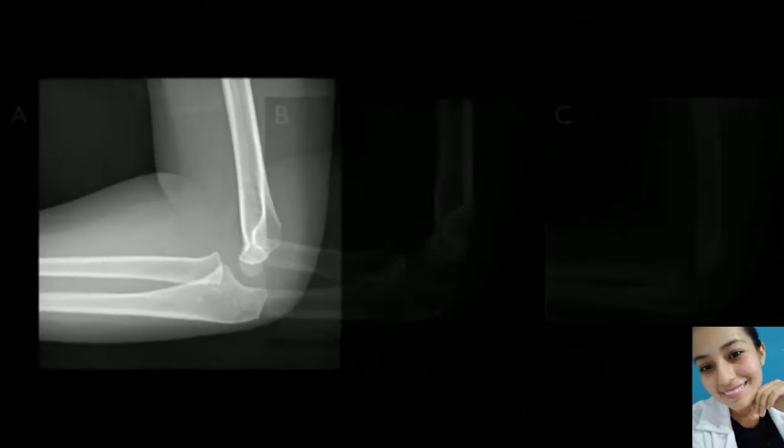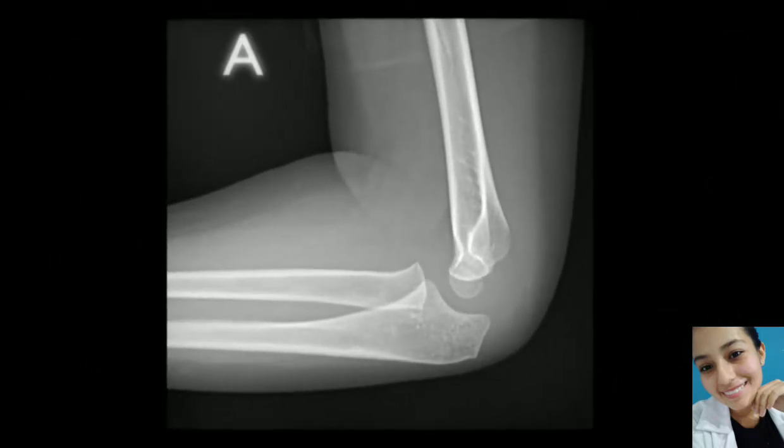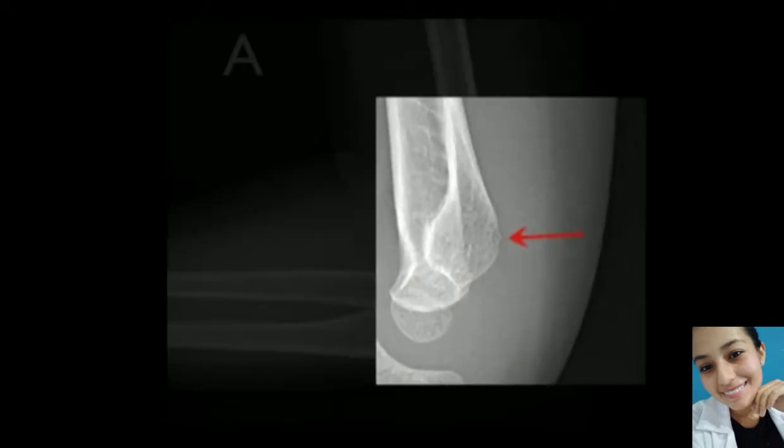In case A, if we draw a line down the anterior surface of the humerus, and then draw in the expected location of the capitellum, we can see that a force applied down the radius has displaced the capitellum posteriorly. In addition, there is an anterior fat pad indicative of an elbow effusion. There is also irregularity of the dorsal cortex that represents the fracture.